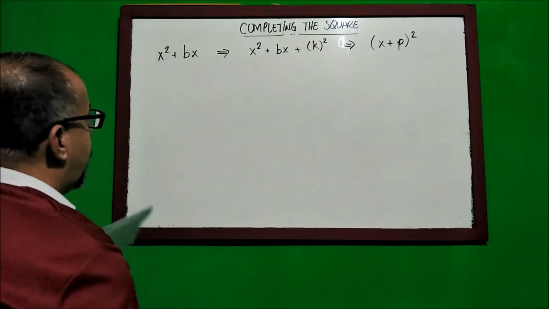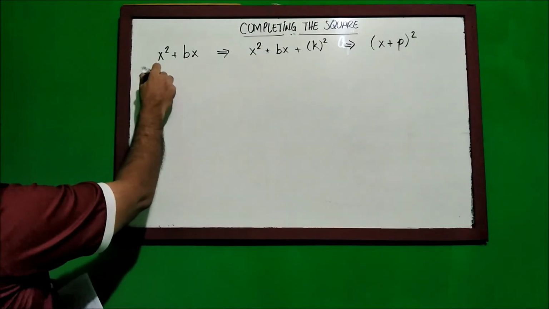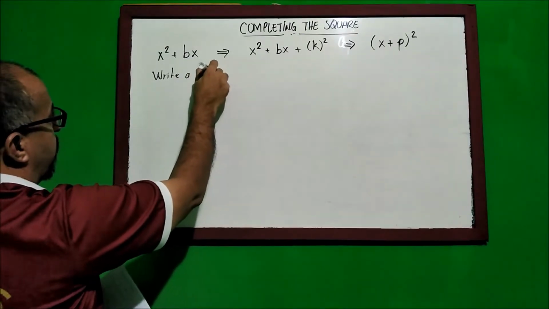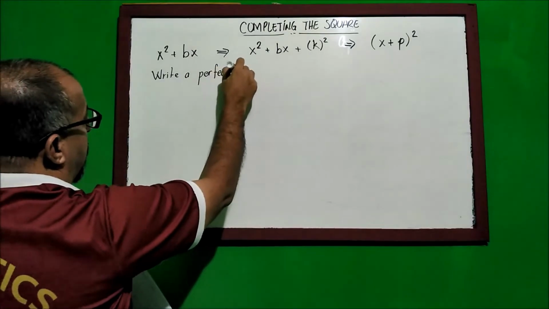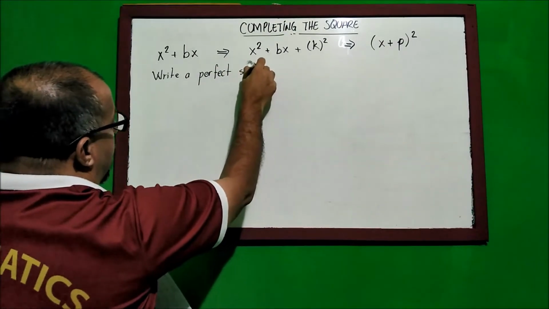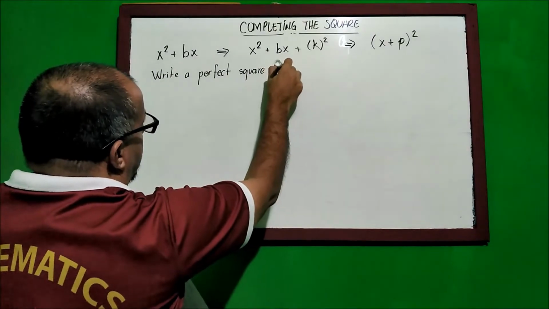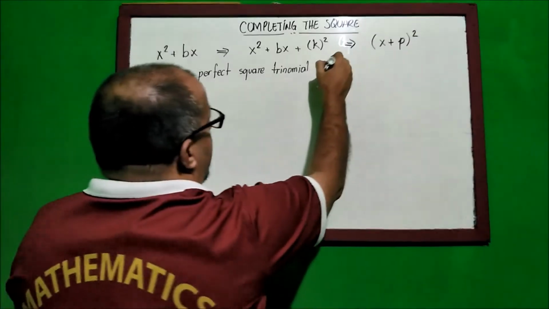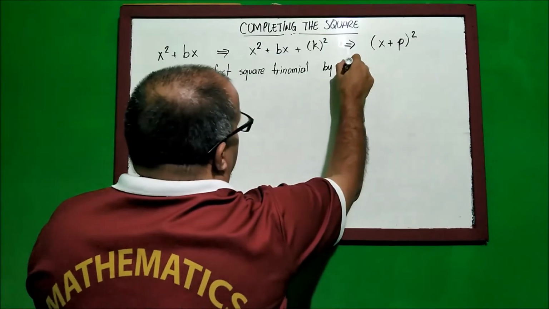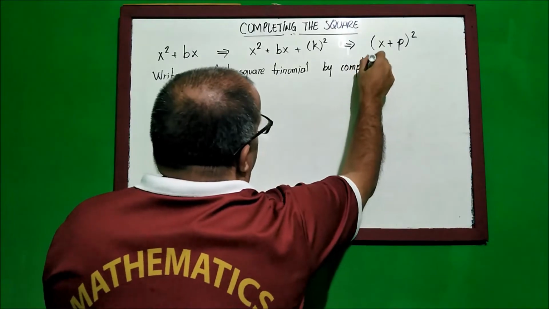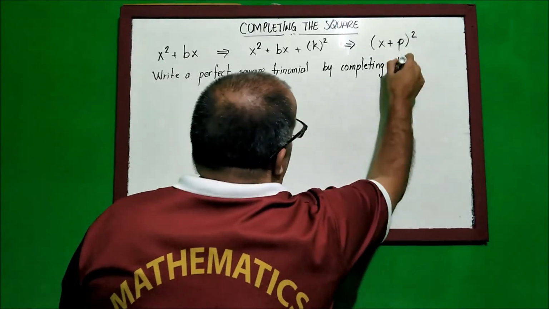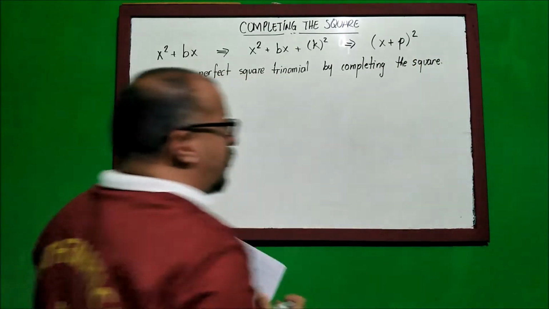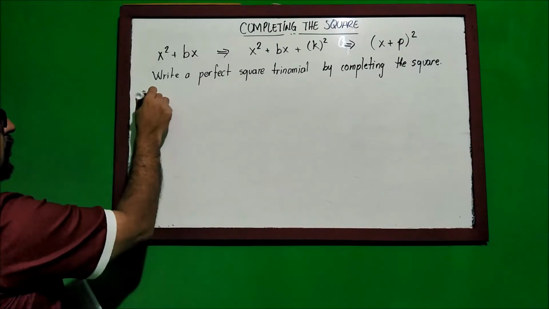For example, let's write a perfect square trinomial by completing the square. So we're going to use the method that is called completing the square. What are we going to do basically? Let's pay attention to example number 1.